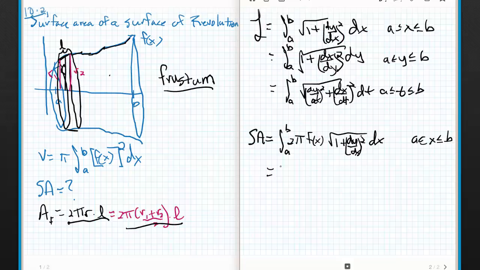If I've got a function of y, it becomes the integral from a to b of 2 pi times f of y times the square root of 1 plus (dx/dy) squared dy, and this is for y between a and b.